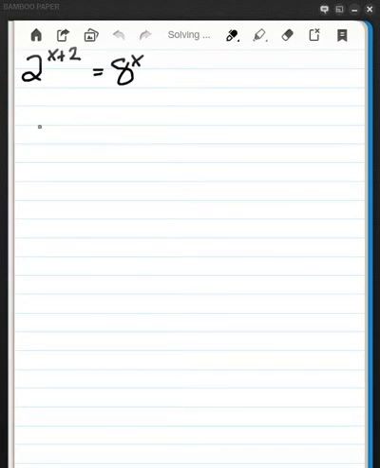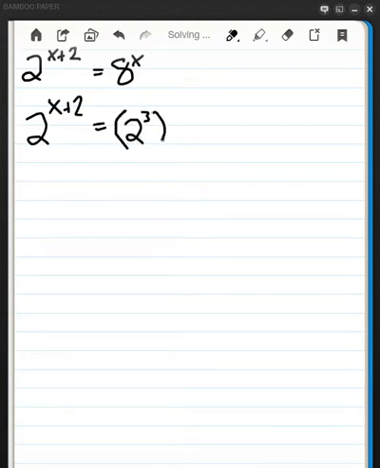So 2 to the x plus 2, I can't really rewrite it as anything to a power unless I wanted to make it very complicated for myself. But 8 I can write as a base of 2. I can rewrite 8 as 2 cubed. So 2 cubed and 8 are equivalent to each other. So notice I didn't do anything. I didn't operate on it. I just rewrote 8 as 2 cubed. And that would be raised to the x power.